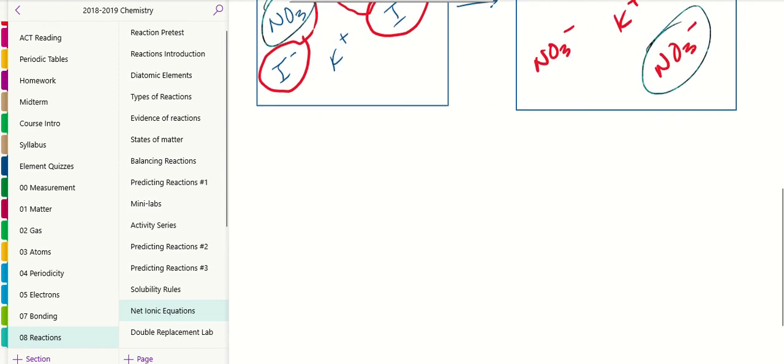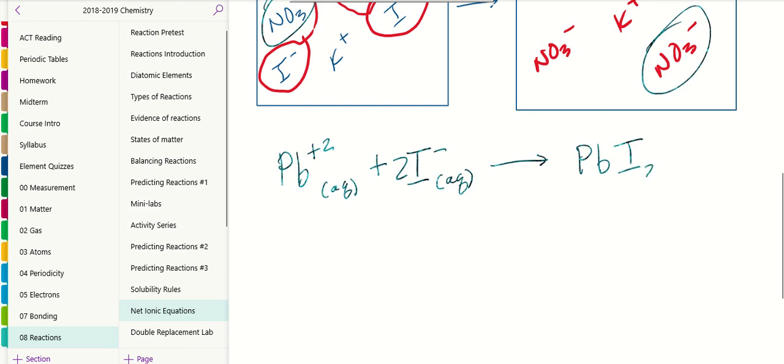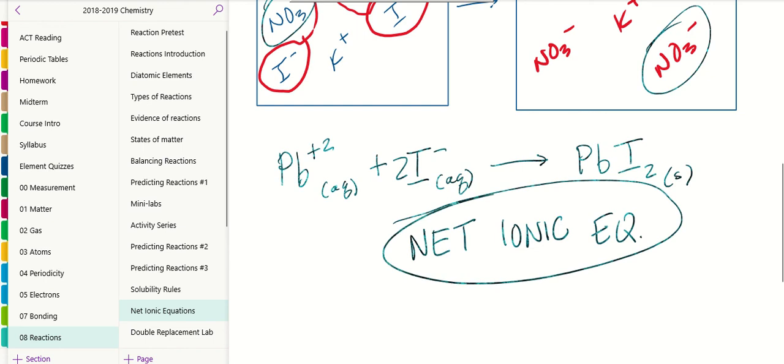I can actually rewrite this as Pb plus 2 aqueous plus 2I minus aqueous, and they react together to form PbI2 solid. This is called my net ionic equation. What's the difference between my ionic equation and my net ionic equation?